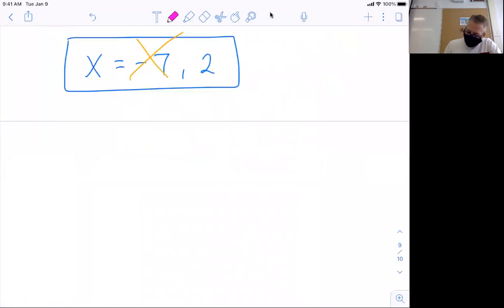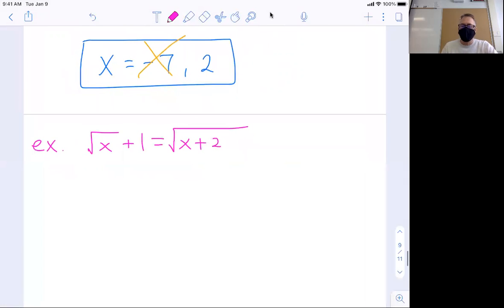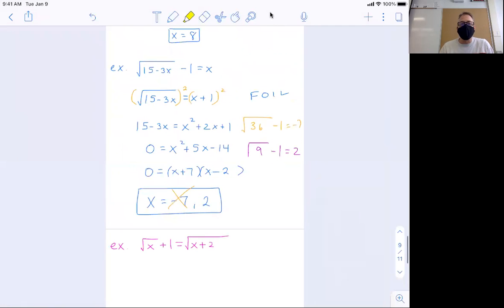And this one is going to be a little harder. And I think you'll see why in just a second. Let's say we have the square root of x plus 1 is equal to the square root of x plus 2. Why is it harder? We have two radicals. Okay, these other ones, we only had one radical.